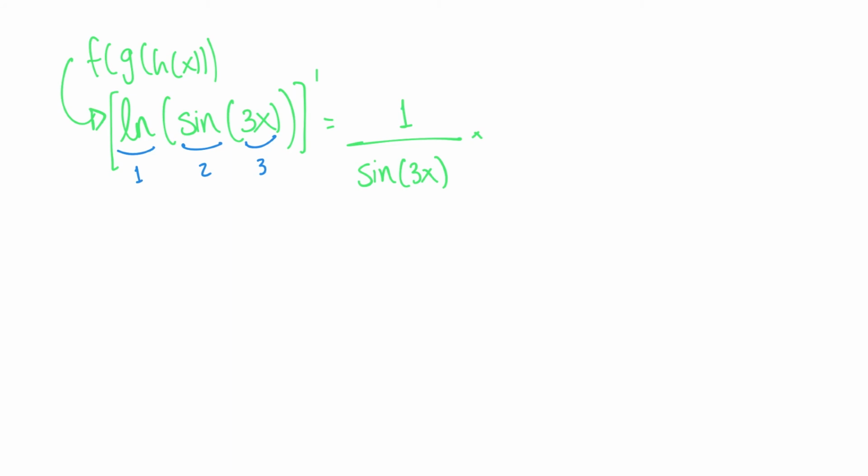Then I deal with the sine, it becomes a cosine. So I have a cosine of whatever is inside, times, now I have to deal with the 3x, okay, and then I get a 3. So I move things a little bit, and I get 3 cotangent 3x, or 3 times cosine divided by sine.